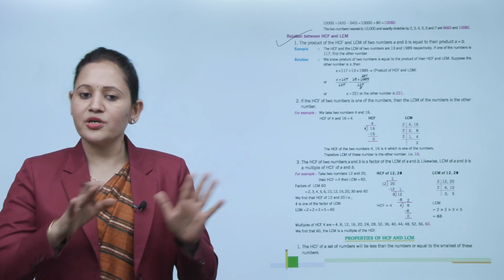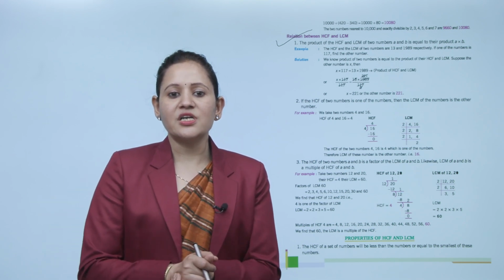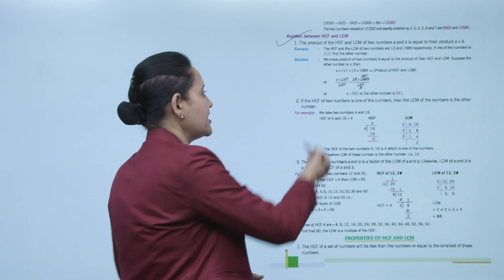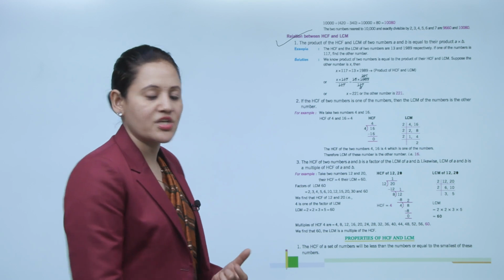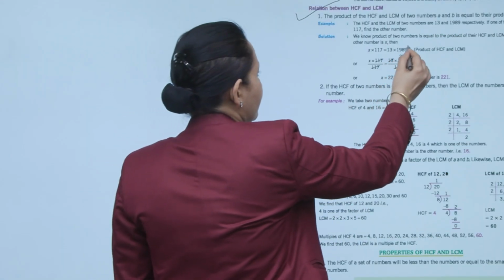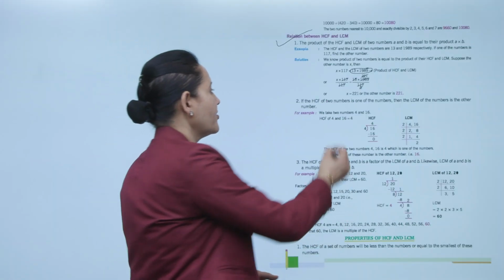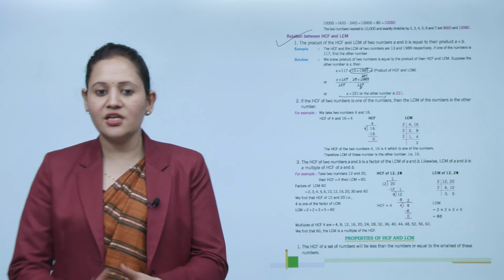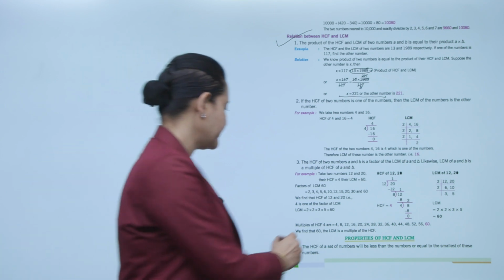So as we know, the product of two numbers is equal to the product of their HCF and LCM. Suppose the other number is x, then x into 117 equals 13 into 1989. So x equals their product divided by 117. So the other number will be 221. Clear?